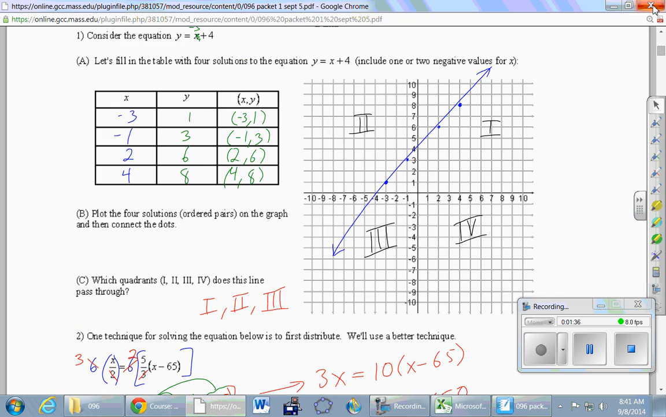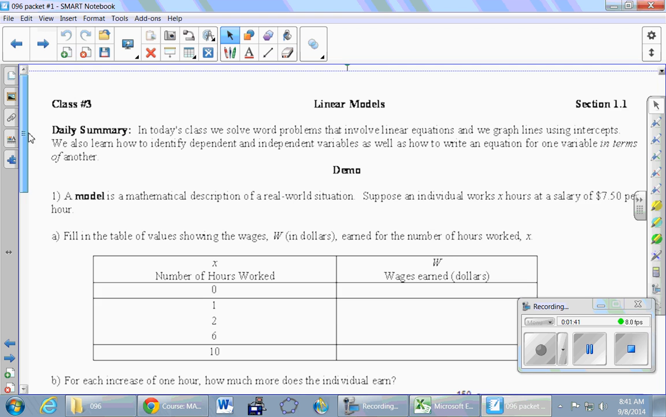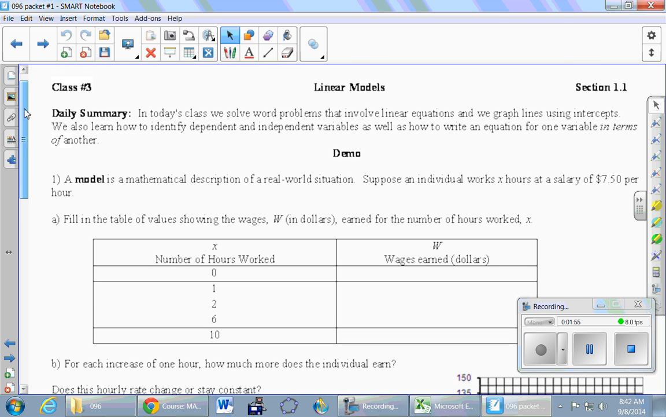Okay, so let's dive in again here on page 12, and we'll start with the daily summary. And can we begin with Swan? Can you read the daily summary? Thank you. Jennifer, number 1.